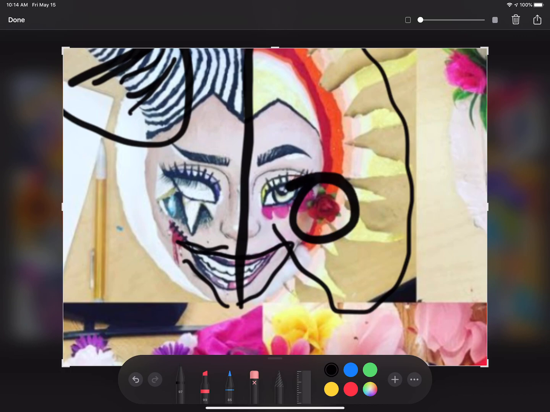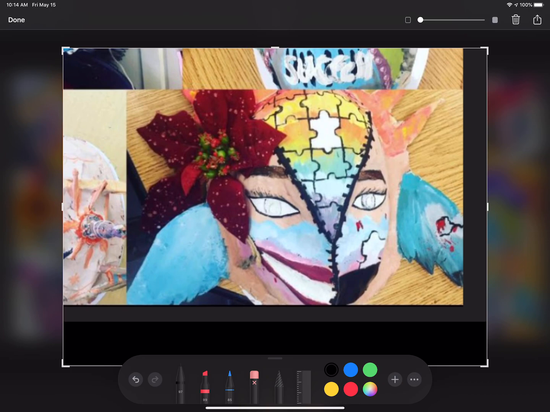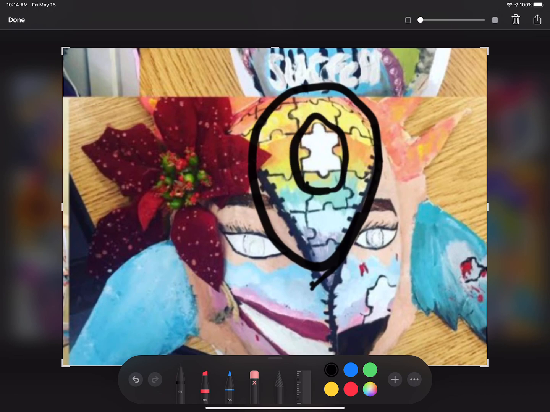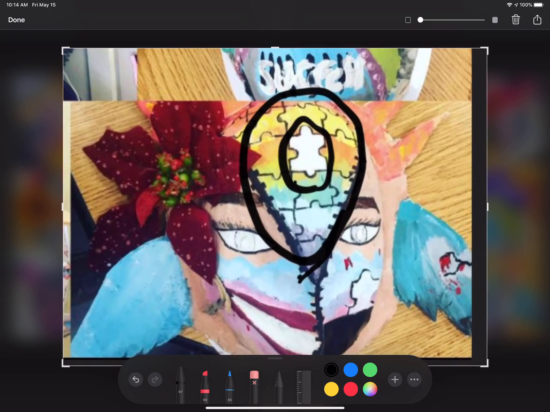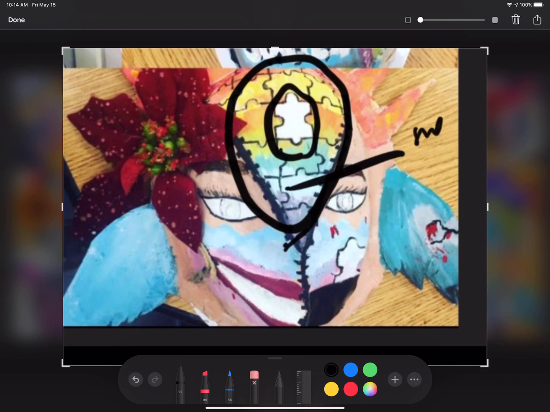We have positive metaphors with the flowers, right? And then we have the negative metaphors with the scars, right? So we got a lot of metaphors happening here. Look at this, so beautiful, like puzzles, trying to find the missing piece. I mean, this is just gorgeous, right? But talk about a metaphor.